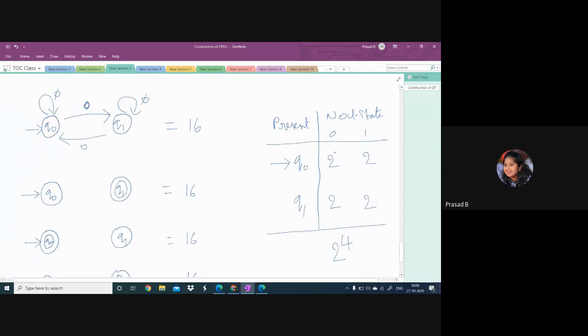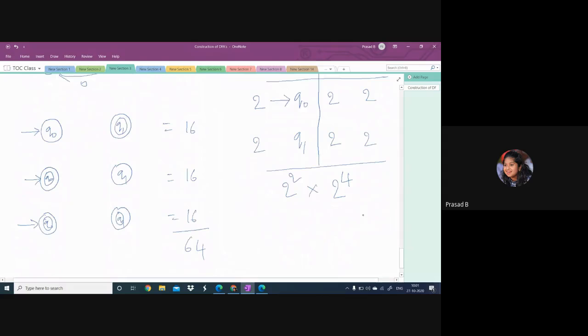Now come to this one. In any automata, if you take a state, Q naught can be a final or a non-final. Only two ways you can represent. Similarly, Q1 can be a final or non-final. Two ways you can represent. So 2 into 2, 2 square, into 2 power 4, you will have 4 into 16. That is 64 is the answer.